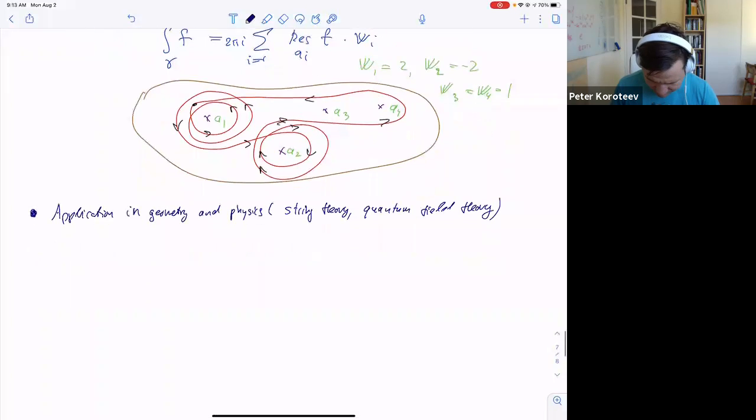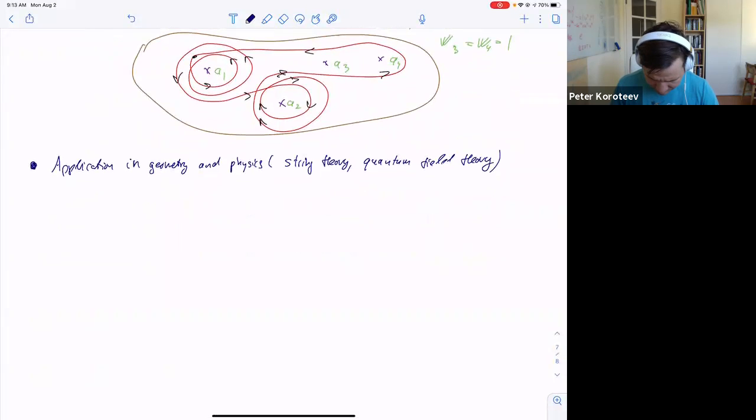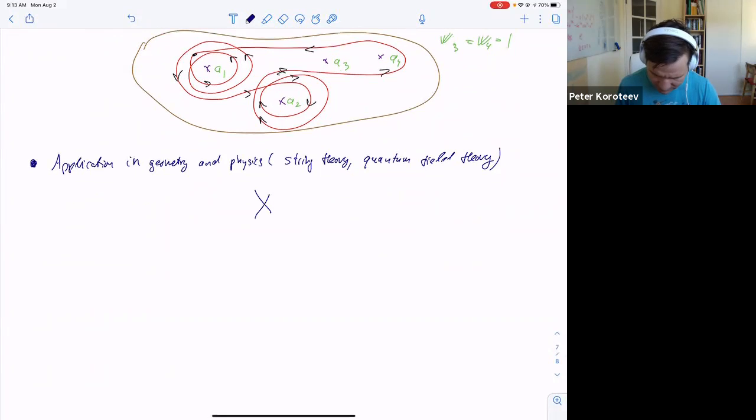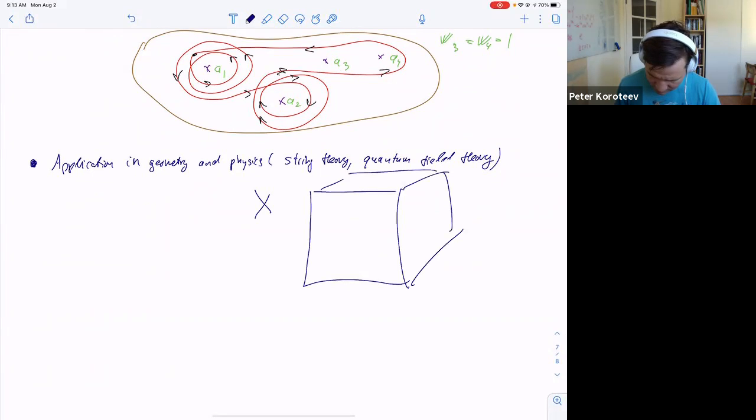But let me give you some ideas. Say you have the following setup. You have some space, some manifold X. You can draw it as some blob like this. And then you map curves, either real curves or complex curves, into X, right? Say these are Riemann surfaces, and say they look like spheres. So it's a two-dimensional sphere, right?